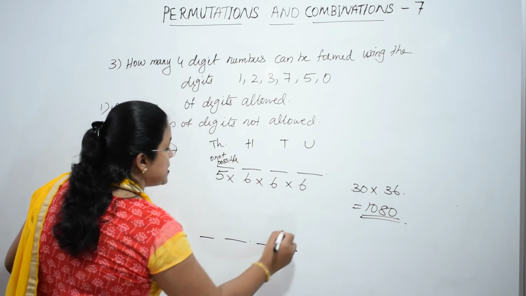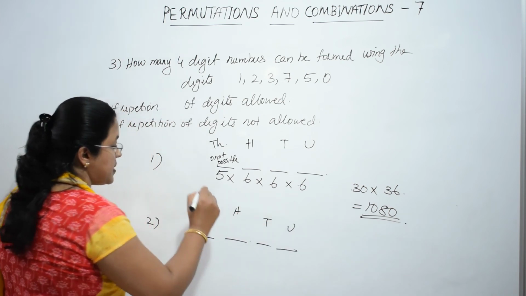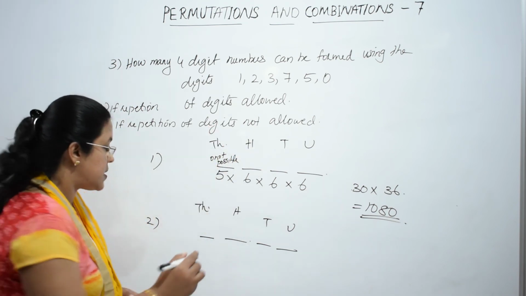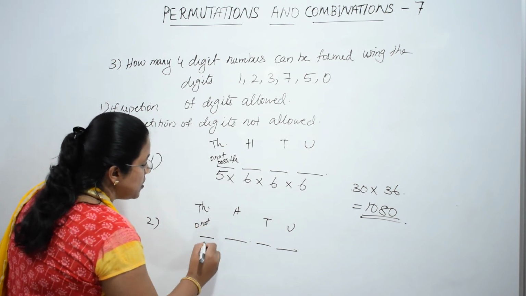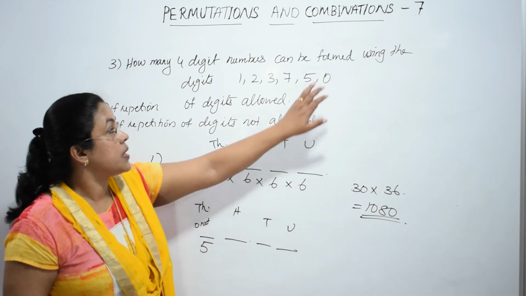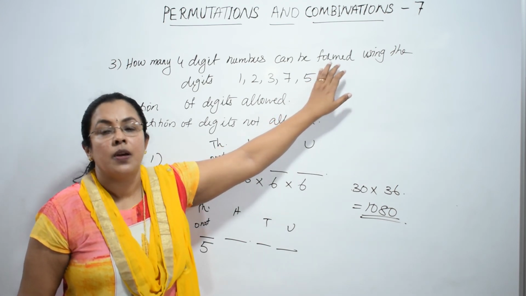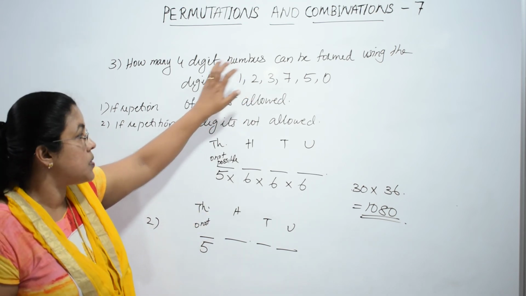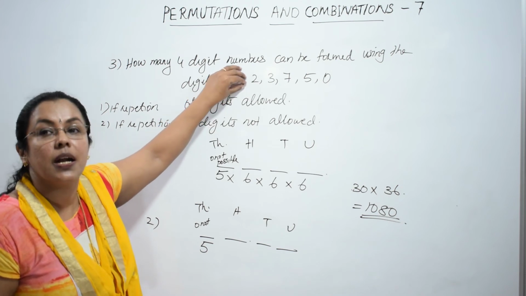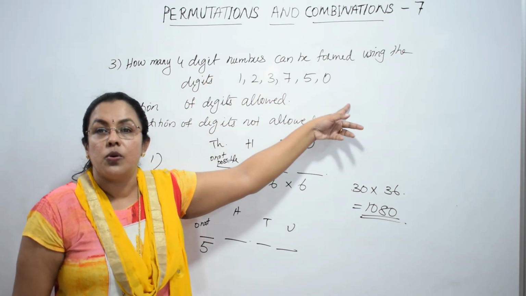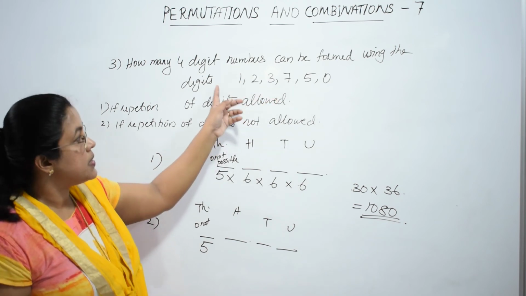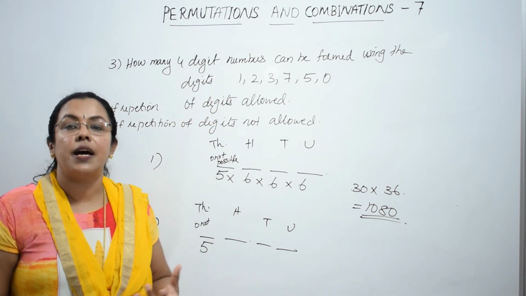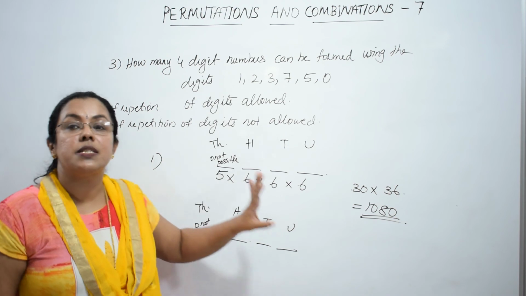Unit, tens, hundreds and thousands place. Again, thousands place cannot be filled using the digit 0. 0 is not possible. So this place can be filled using the remaining 5 digits. After fixing one digit here, suppose we are fixing 1 here, how many digits are left? 2, 3, 7, 5, 0. Or we are fixing 2 here, how many digits are left? 5 digits are left. Means if we fix any digit other than 0 here, 5 digits are remaining.